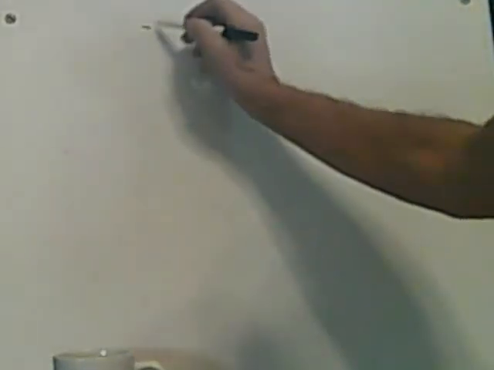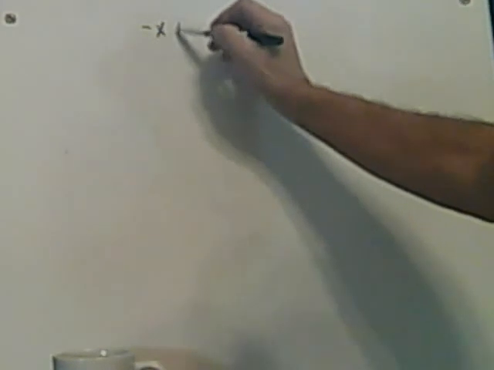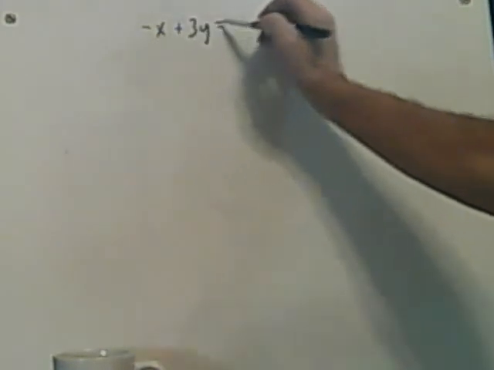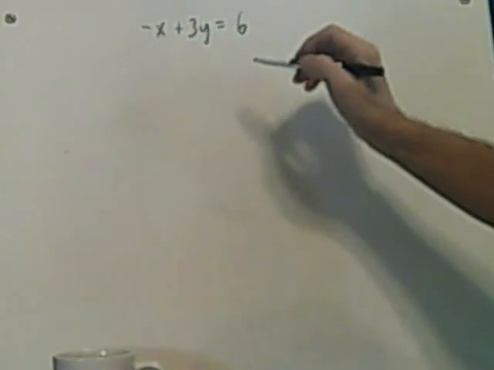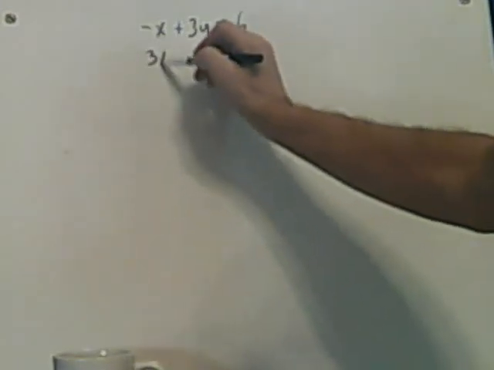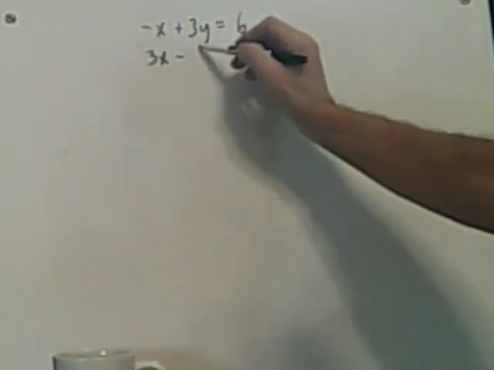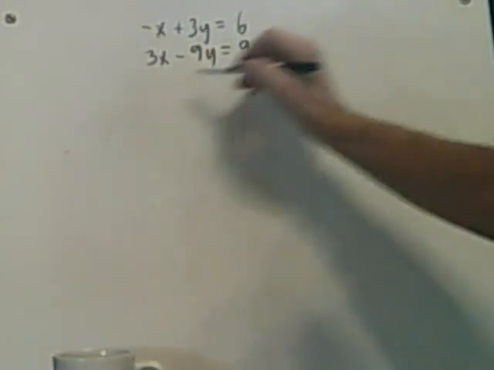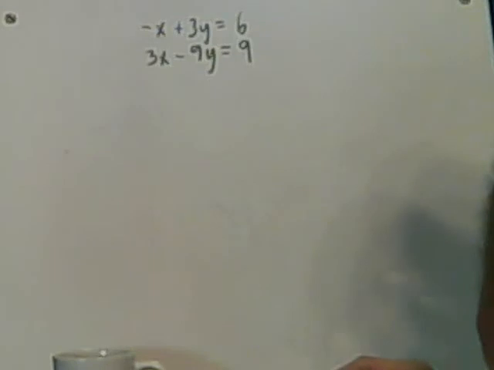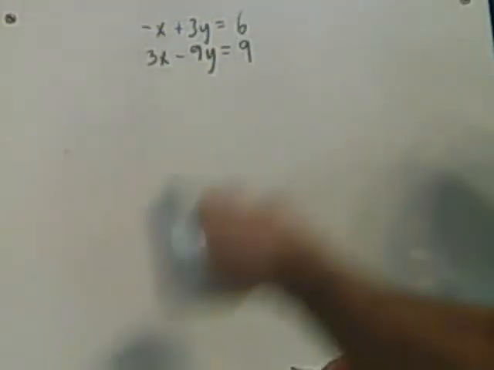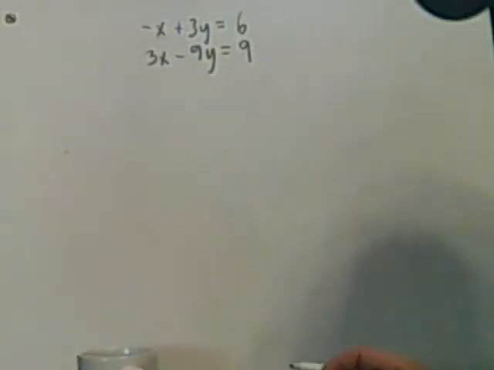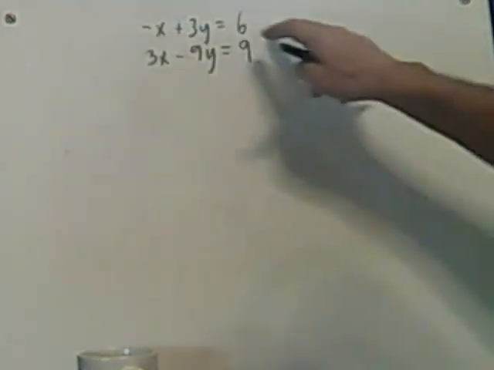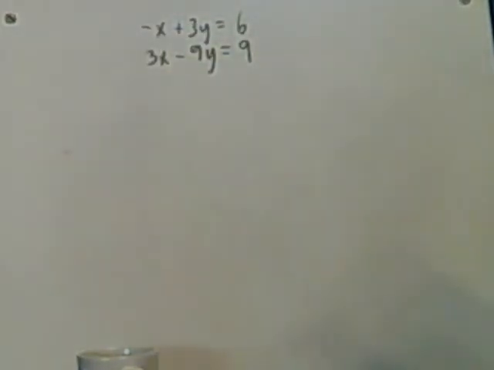Okay, on to 34. Negative x plus 3y equals 6, and 3x minus 9y is equal to 9. Okay, now this one is going to be easier for elimination because if we multiply the first one by 3, it's going to allow for cancellation.